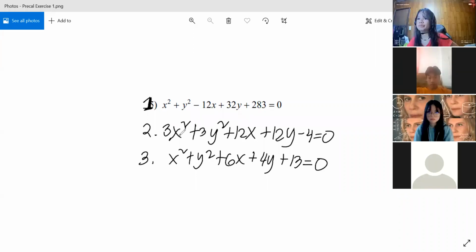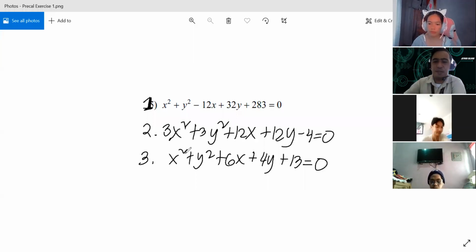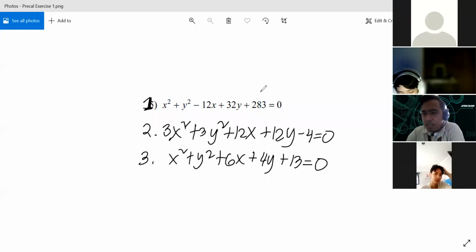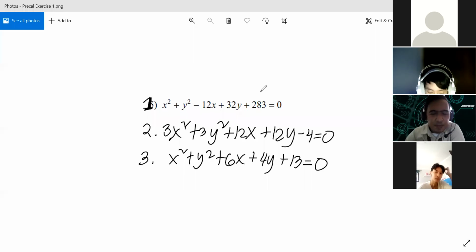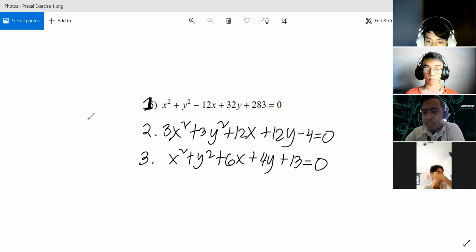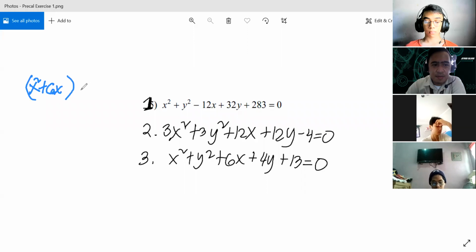Okay, very good. Number 3. Any volunteer to answer number 3? Or just tell me what will be the first step. Yes, Marv? The first step we should do is to group the same terms, sir. What are those terms, Marv? X squared plus 6x plus y squared plus 4y. Then transpose the 3, so it becomes negative 13. Very good, Marv.